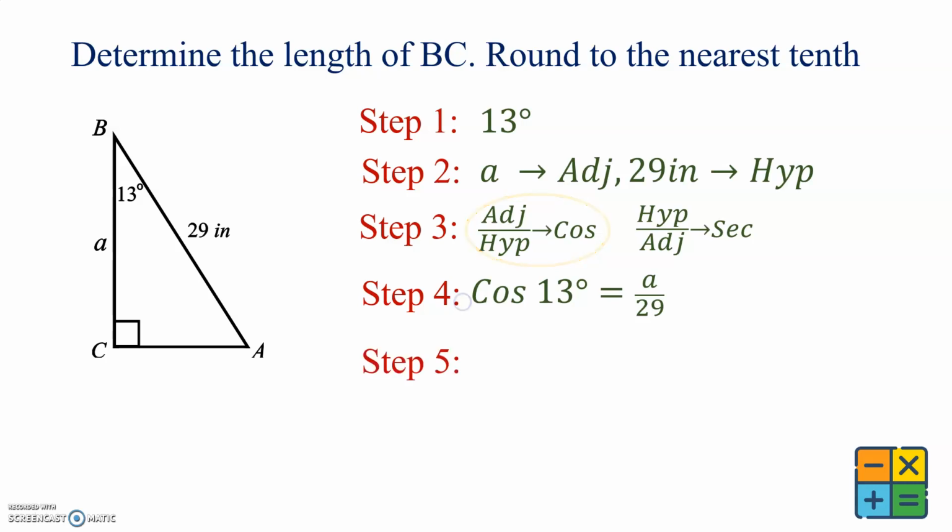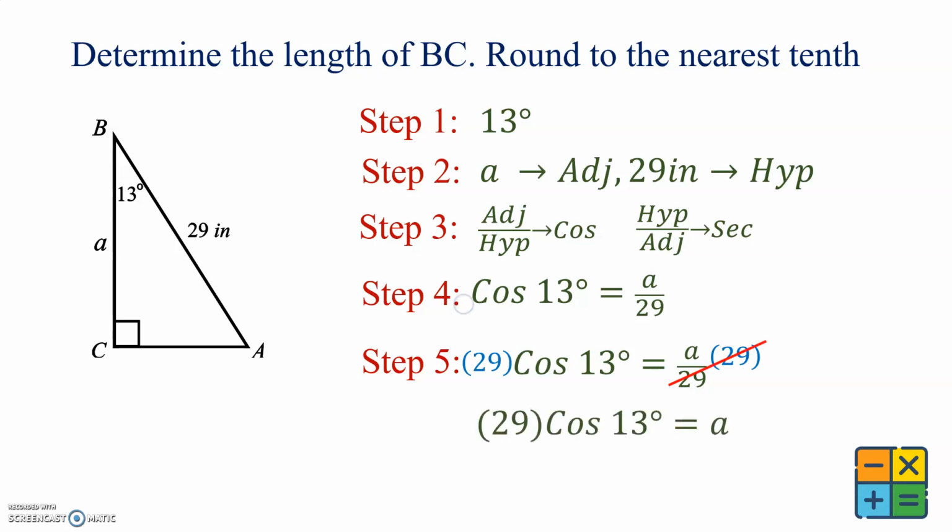So step 5 says, go ahead and solve. Well, algebra says A was being divided by 29, so let's multiply 29 on both sides. 29's cancel, leaving me with 29 cosine 13 is A. We type that directly into the calculator, 29 cosine 13. Calculator says 28.3 inches, and it's 0.3 because it was told to round to the nearest tenth.